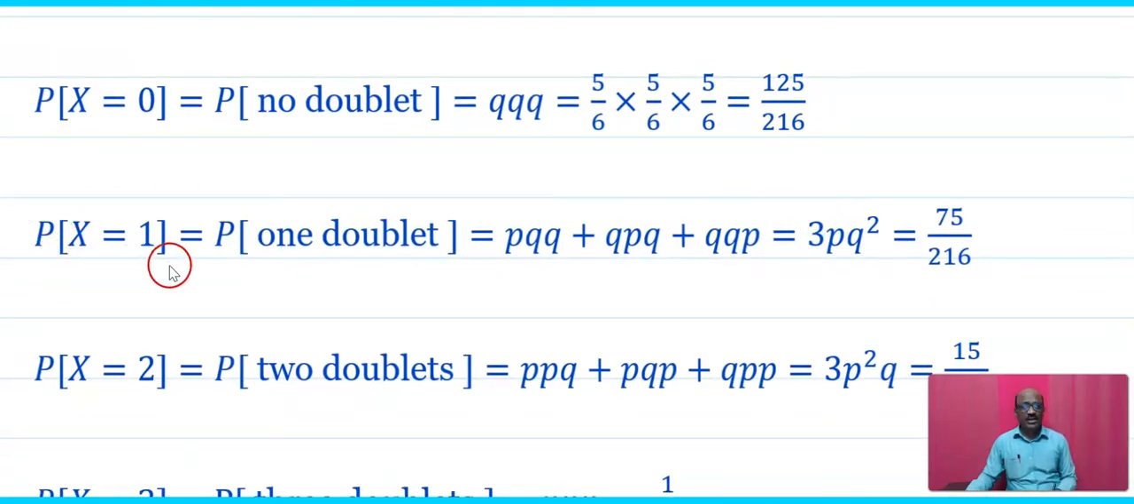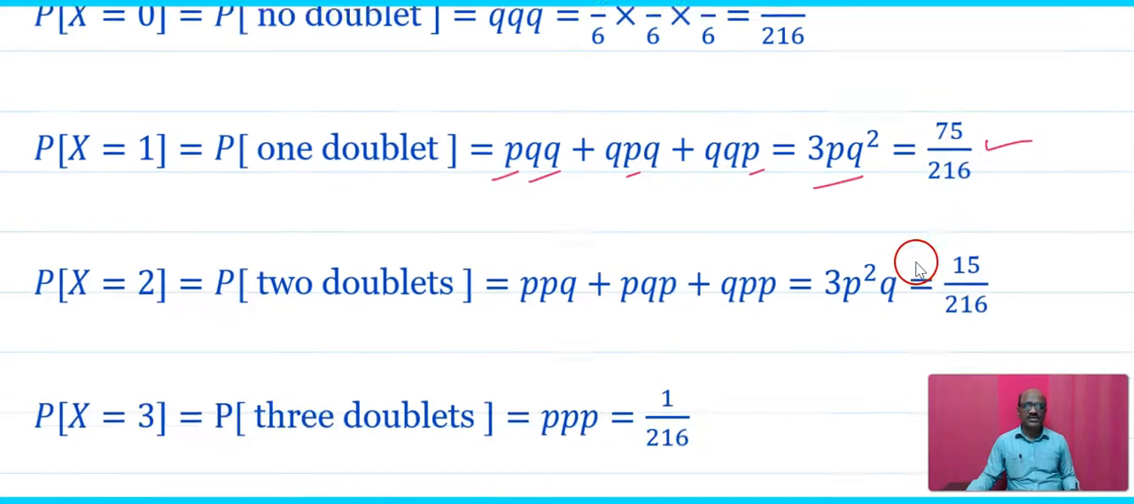Next is P of capital X equal to 1. One doublet is there. Then what are its possibilities? First you will get a doublet, then the next 2 are not; or the middle is a doublet; or the last is a doublet. If we add it, then you will get 3PQ square. Substitute the values of P and Q, square it, multiply it, then you will get 75 upon 216.